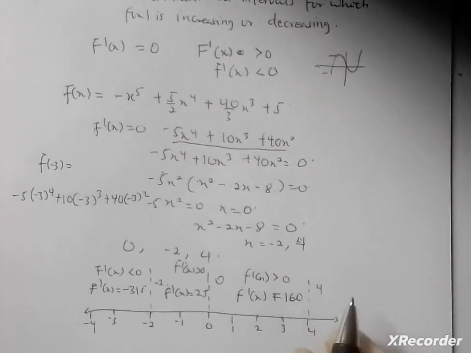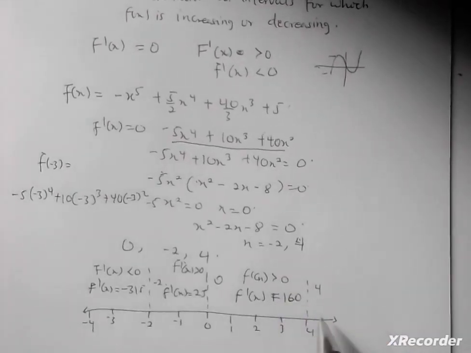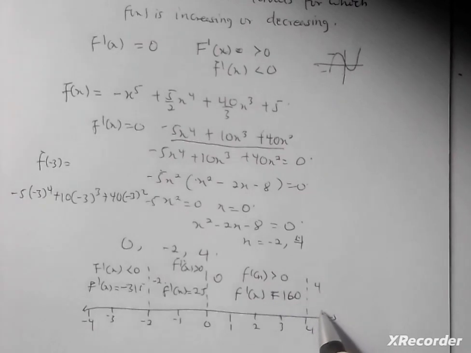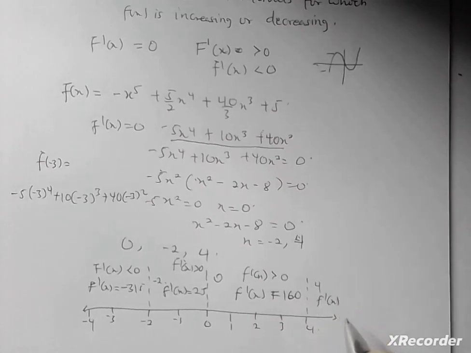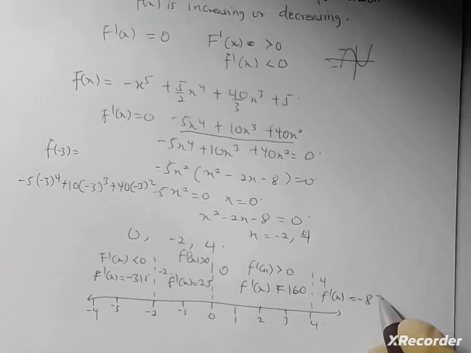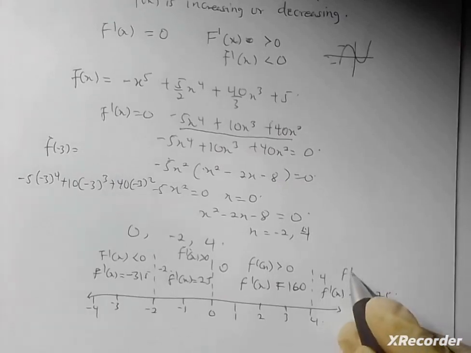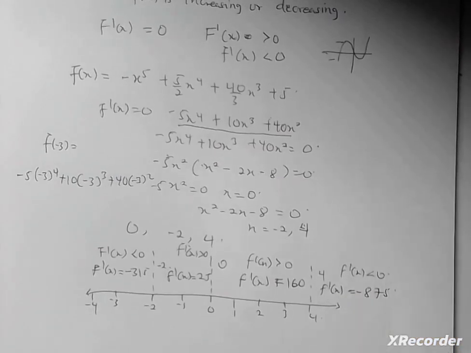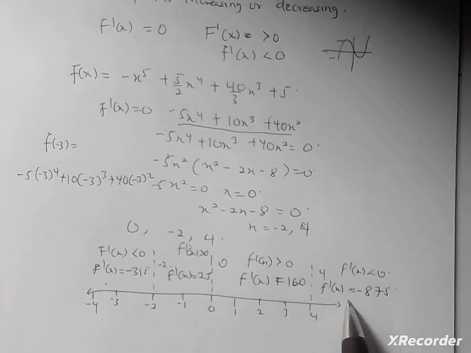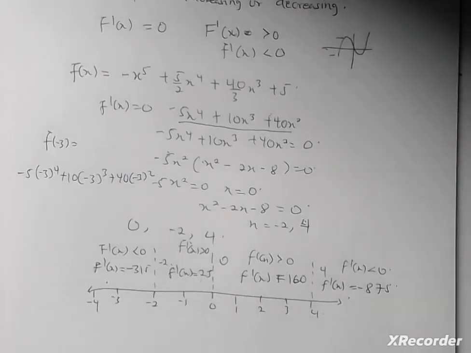Then for the final interval, the part at the right side of 4, I will choose 5. To test, you put 5. Now let's see what you get. f prime of x is equal to negative 875. Therefore my f prime of x is less than 0. Now I got this side and this side decreasing, and this side and this side increasing.